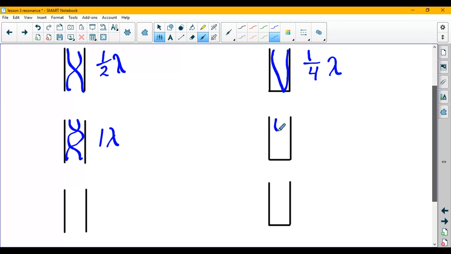And the next pattern in this one would be this, where I have 1 full antinode plus 1/4 of an antinode. A full antinode is a half, plus 1/4 gives me 3/4. Oh, I love fractions, don't you? And then finally, the next pattern, etc.